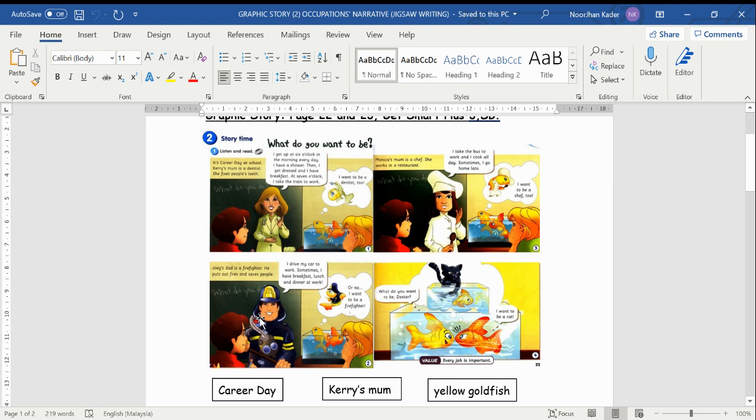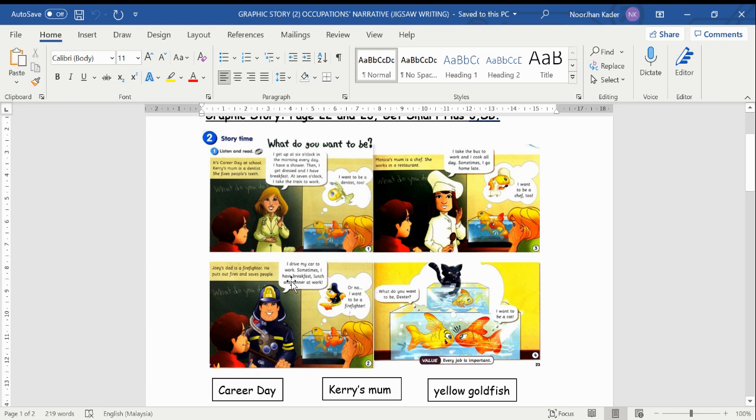Okay, let's look at the second frame now. Okay, this is another main character. Who is this? Okay, let's read the intro here. Joey's dad is a firefighter. He puts out fires and saves people. So this is Joey's dad. Okay, let's hear what he has to say.